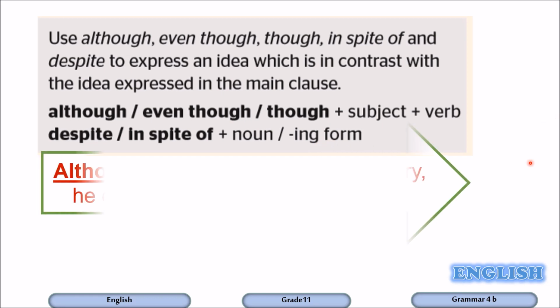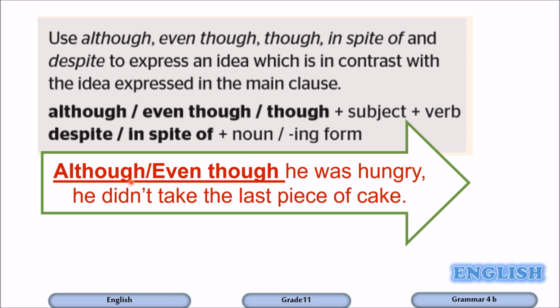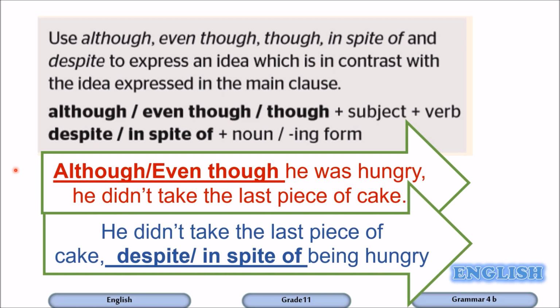Let's look into some examples. Although, or you can say even though, they have the same meaning. So, although he was hungry, as you can see here, he is a subject, was is a verb. So, although he was hungry, he didn't take the last piece of cake. Next example. He didn't take the last piece of cake despite or in spite of being hungry. And as you can see here, we have the verb to be in the ing form. And also you can replace this by a noun. We can say in spite of hunger.